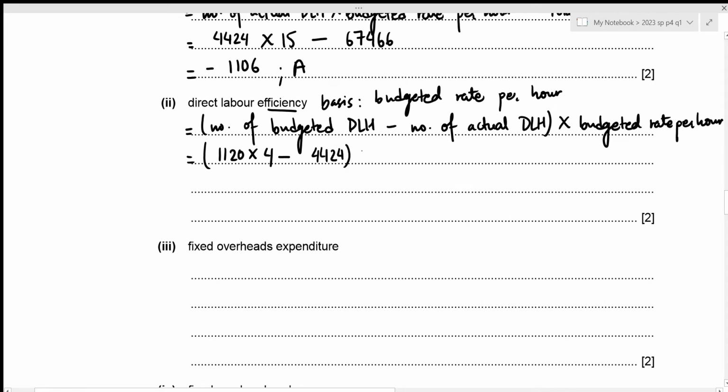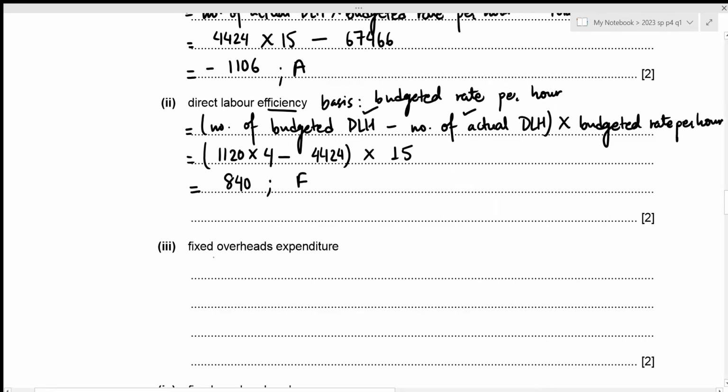And we can just multiply it with the budgeted rate per hour, which was 15. And this gives our direct labor efficiency to have the value of positive 840. Since this is positive, we can say that our budgeted direct labor hours were greater than the actual direct labor hours, which means that we had to input lower direct labor hours. So our efficiency is higher, which is a favorable condition. So this is a favorable variance.